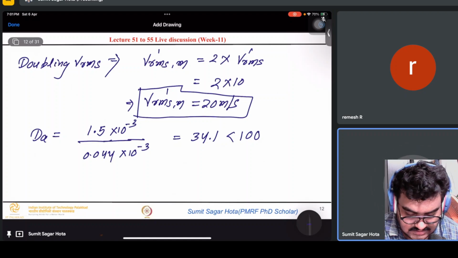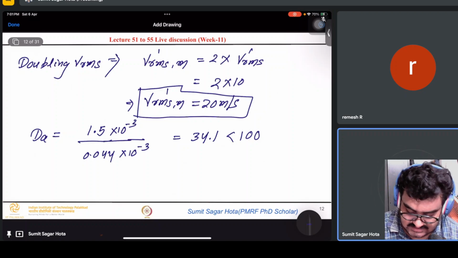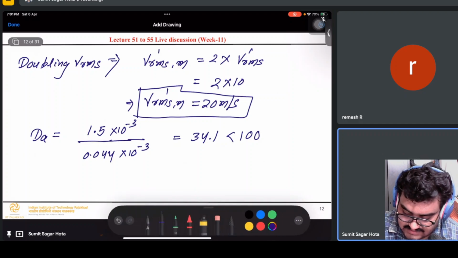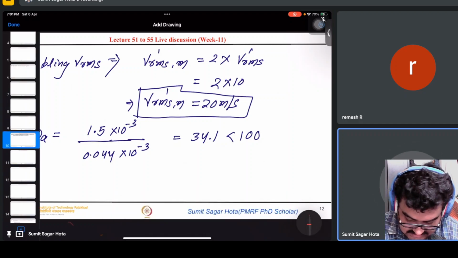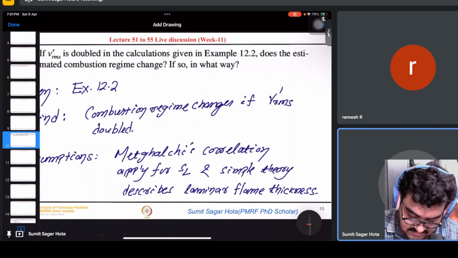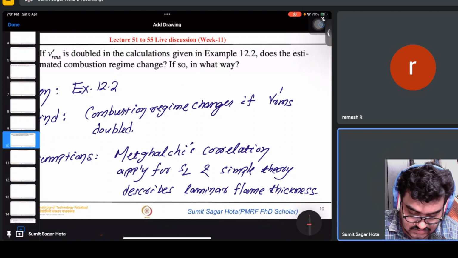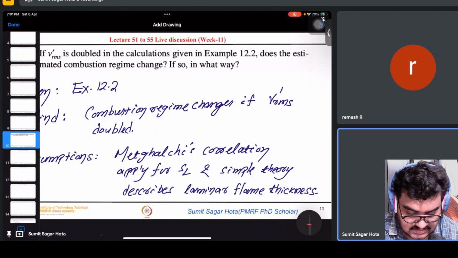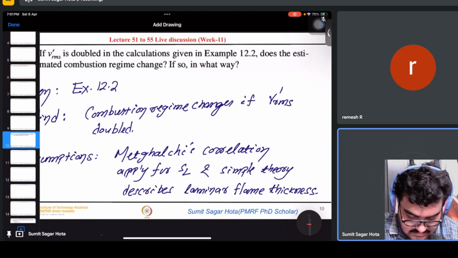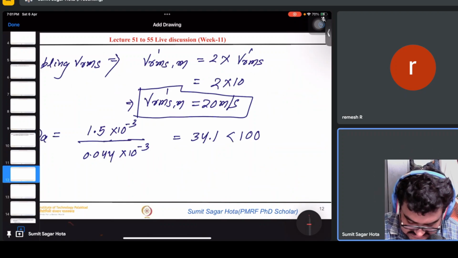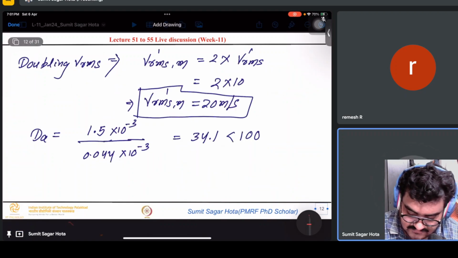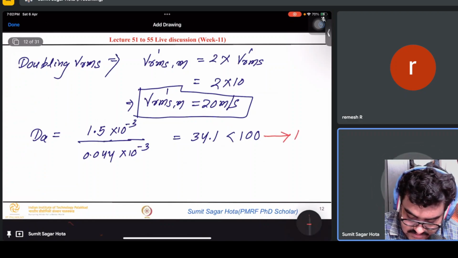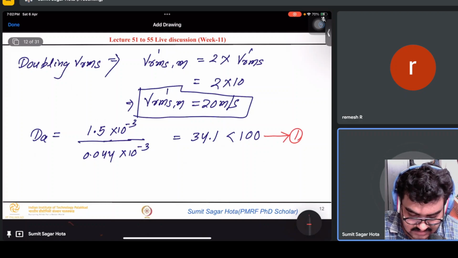So there is some condition for what I'm calling a flamelet. The question asked is: does the estimated combustion regime change, and if not, why? For a flamelet, if there is a flamelet, then by doubling anything you do, there is no effect. Is it really a flamelet or not? One condition for a flamelet that is satisfied is that your Damköhler number is less than 100.